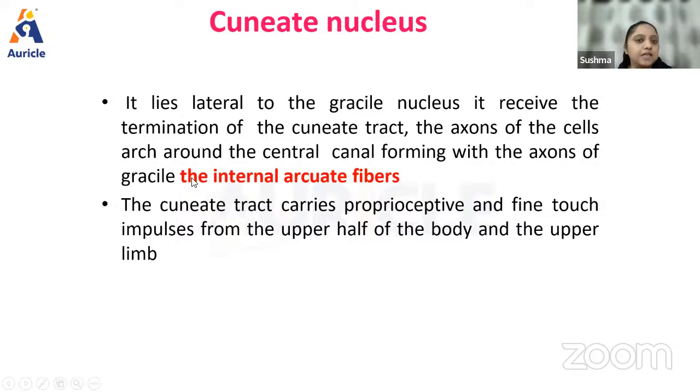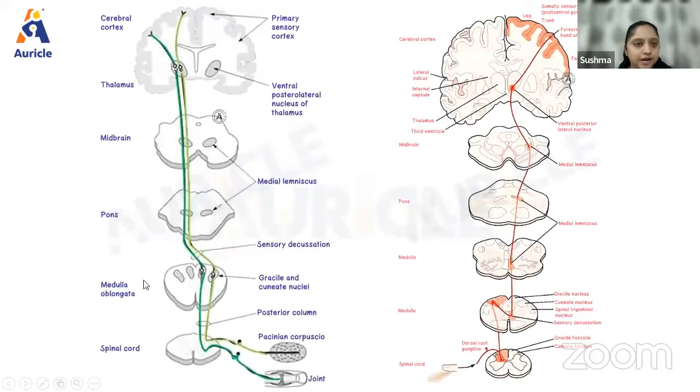From the nucleus gracilis, I have the internal arcuate fibers, which cross over to the opposite side, and they reach the thalamus. In the thalamus, they synapse with the third order neurons. Third order neurons enter into the cerebral cortex. Look at this beautiful structure, beautiful tract. The mechanoreceptors, there could be Pacinian corpuscles or Merkel cells and all of these.